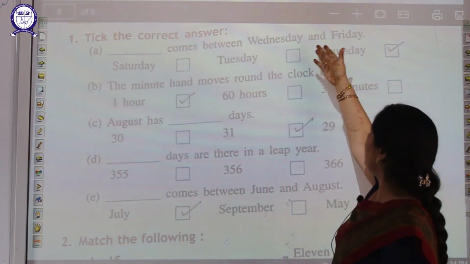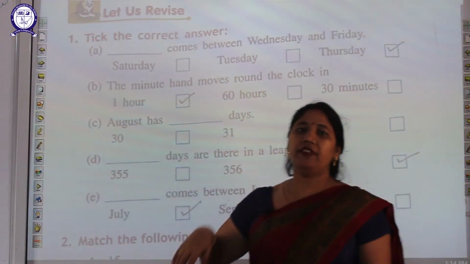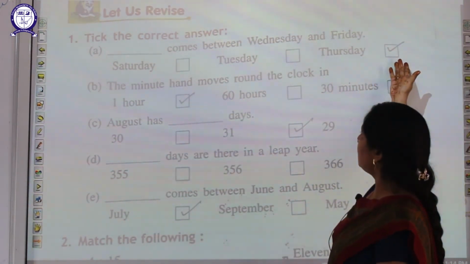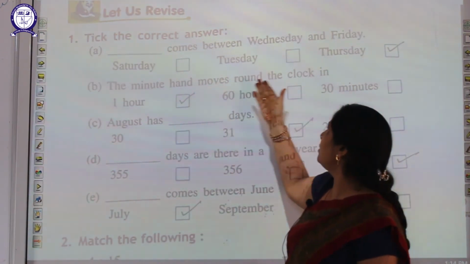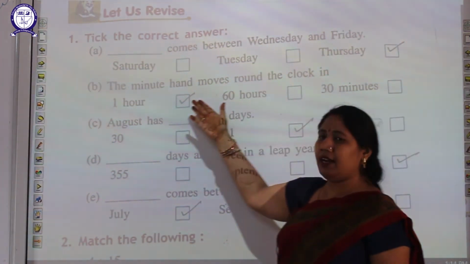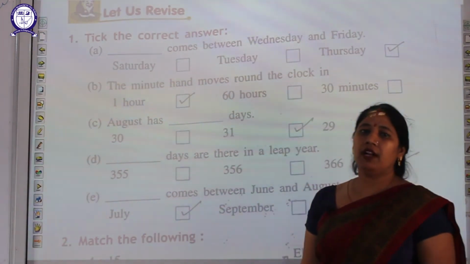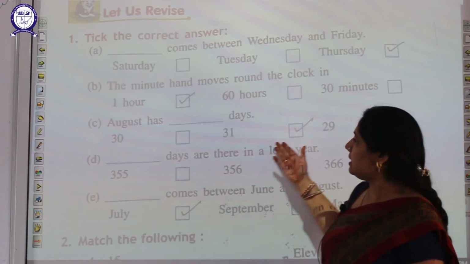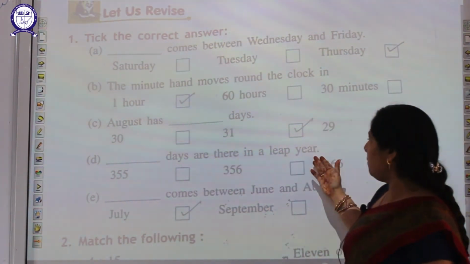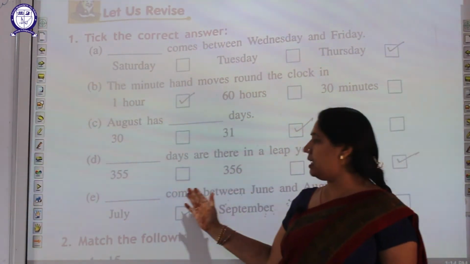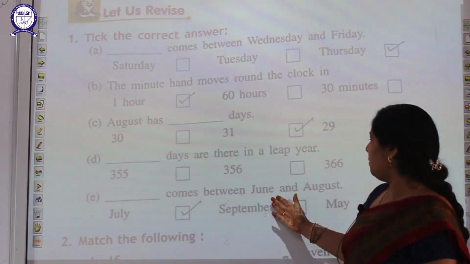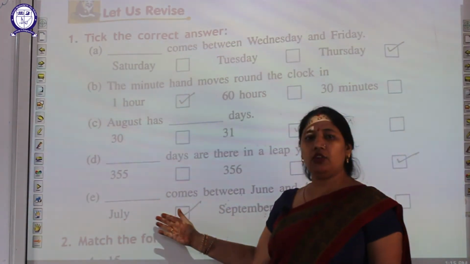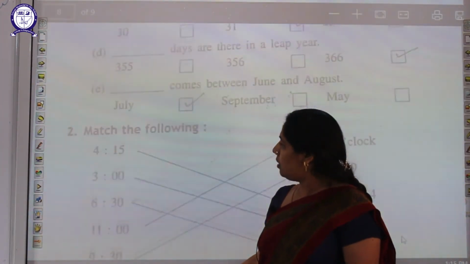Dash comes between Wednesday and Friday. So after Wednesday, Thursday comes. You have to tick here Thursday. Minute hand moves around the clock in 1 hour. It completes one round in 1 hour. August has 31 days. Dash days are there in a leap year. 366 days. Dash comes between June and August. So June, July, August. So you have to tick mark on July.